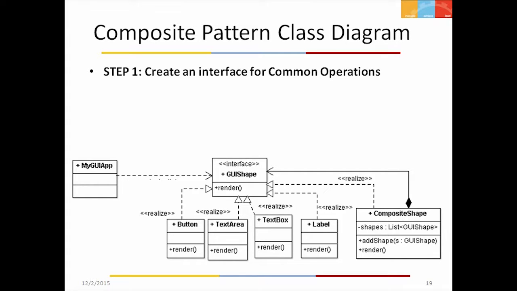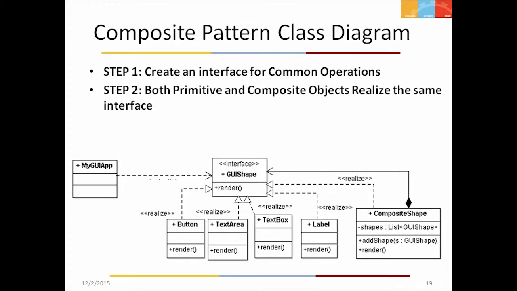So the first step is to create an interface for all these common objects, which is GUI shape. Second step is to implement the primitive objects first, like buttons, text areas, and so on. Then define the composite objects.